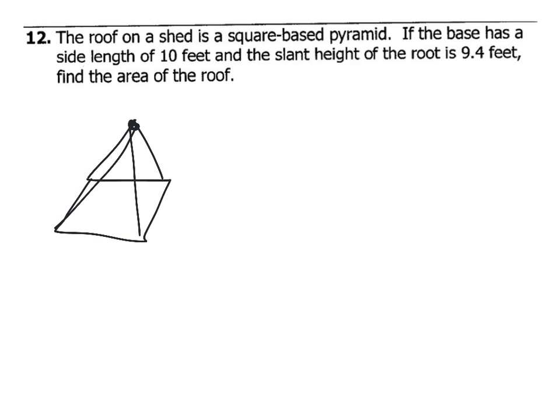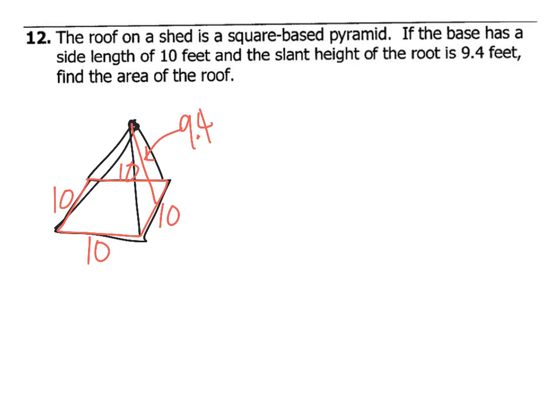They meet at one point. And most importantly, we have that our base is this square right here. All right, if the base has a side length of 10 feet, and we know it's a square, so all the sides are 10. And it has a slant height of the roof, so that's our slant height, and that's going to be 9.4 feet, okay? We want to find the area of the roof.